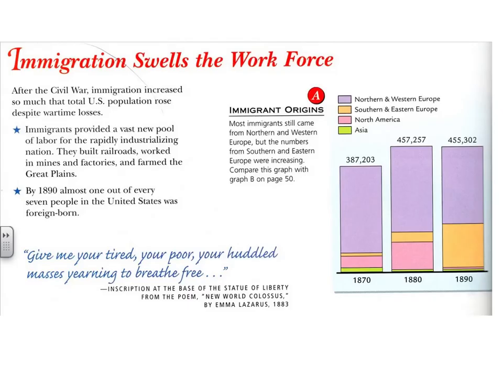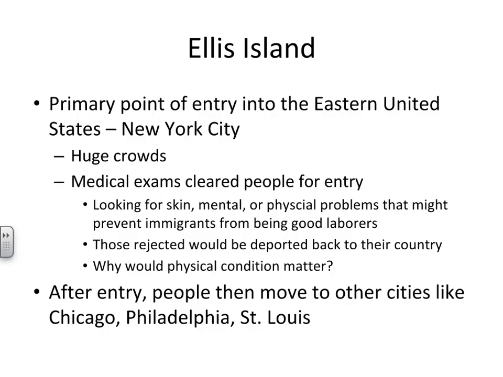You can see here how immigration swells the workforce. Northern and Western Europe dominates in the 1870s and 1880s, but notice the trend in 1890 of Southern and Eastern Europe. This is going to be Italy, Greece, Turkey, those kind of Mediterranean areas. And this trend will continue into the 20th century. Notice the decrease in Asian immigration as well, and the decrease in North American immigration. A lot of this has to do, I think, with the lack of agricultural jobs, truthfully. But it's just kind of fascinating to see that.